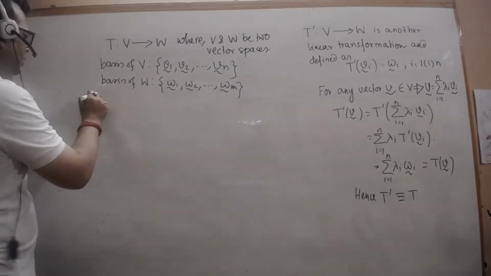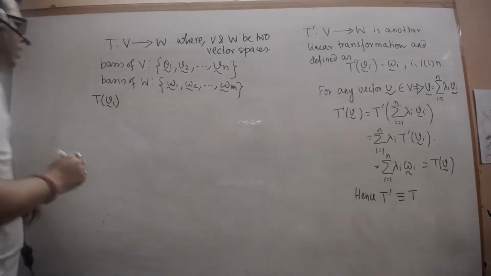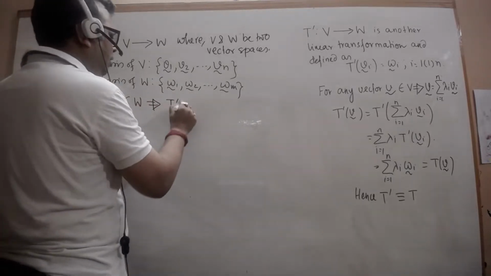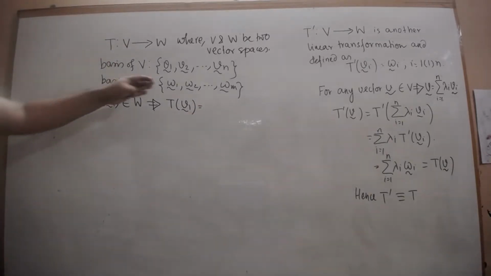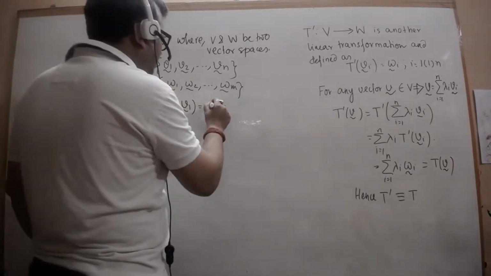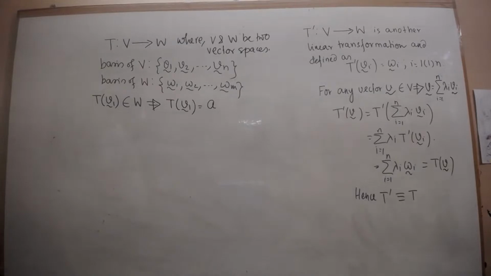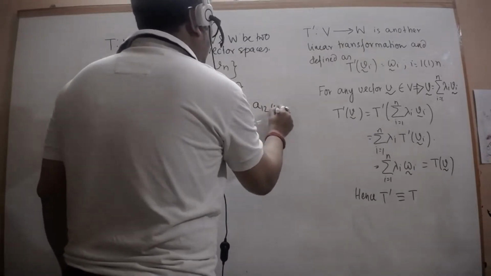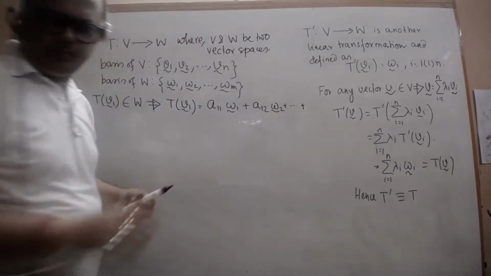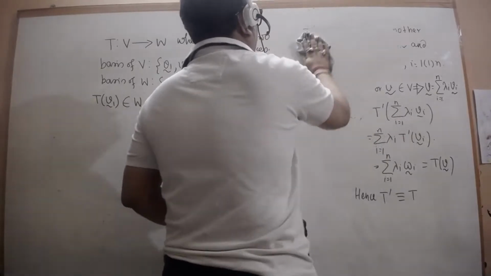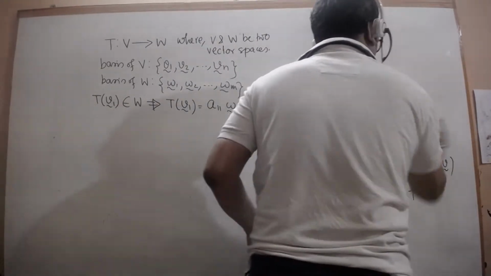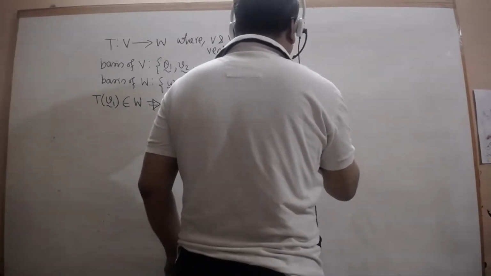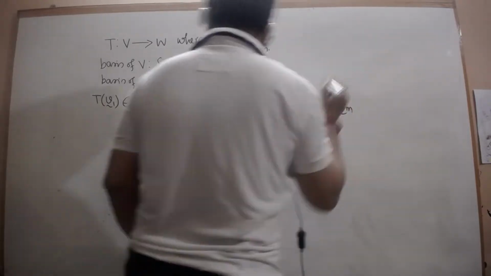Now, T v1 curve is a vector belonging to W. This means T v1 curve can be written as a linear combination of the basis of W, and we denote this by a11 w1 curve, a12 w2 curve, up to a1m wm curve.